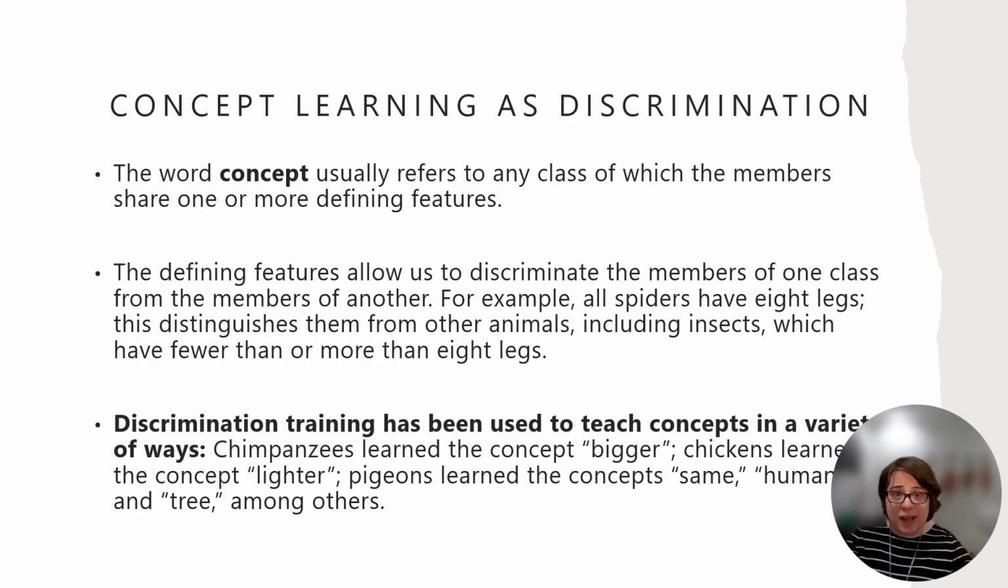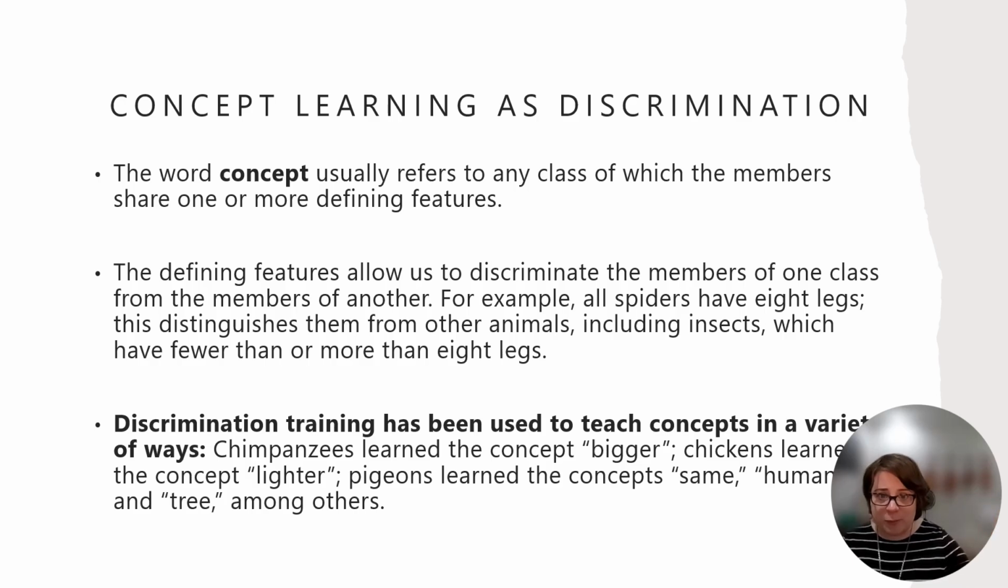What about more complex examples? Well, Richard Herrnstein and colleagues managed to teach pigeons the concept of human, right? So pigeons viewed images with or without humans, and pecking when a human was present yielded a food reward, but if a human wasn't present, they didn't receive a reward.